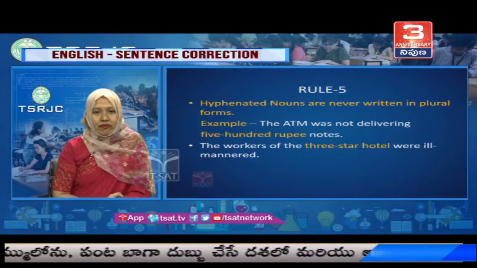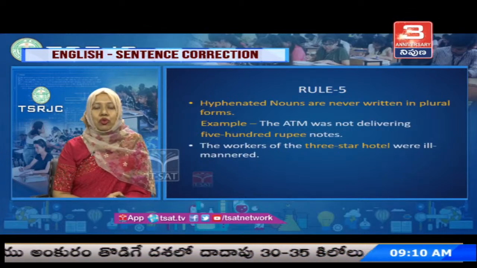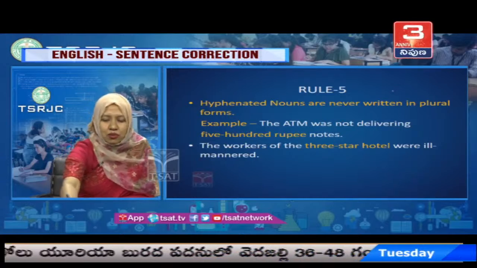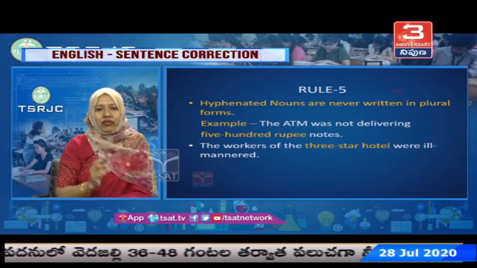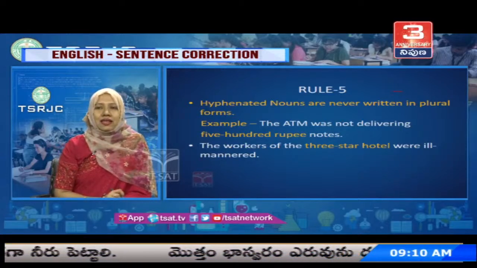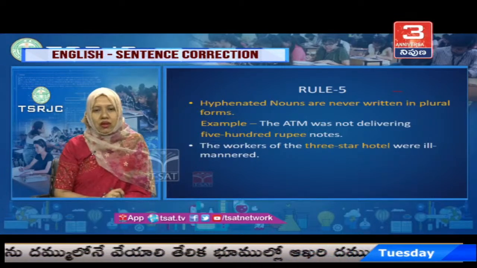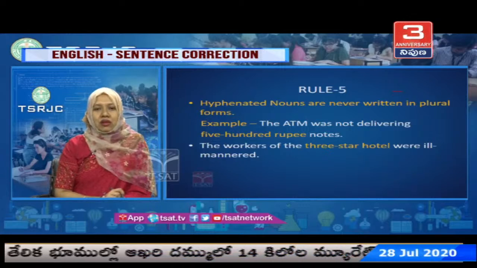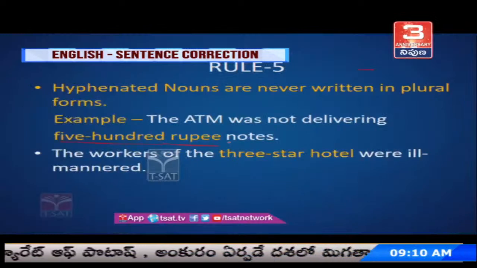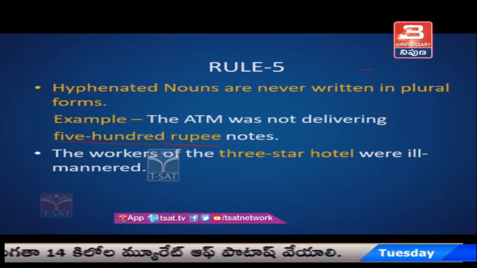Coming to rule 5. Hyphenated nouns are never written in plural forms. Now remember, a hyphen means a small dash between two words. Now let us take an example. The ATM was not delivering 500-rupee notes. Now in this example, we talk about 500-rupee notes. 500 rupee is one note.